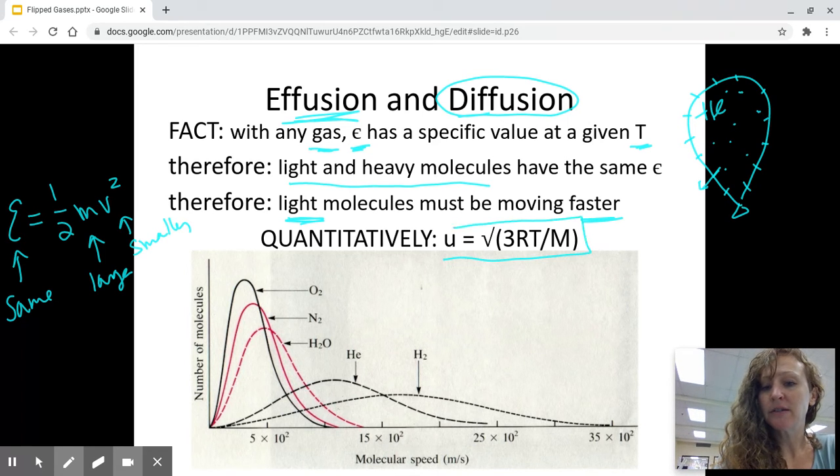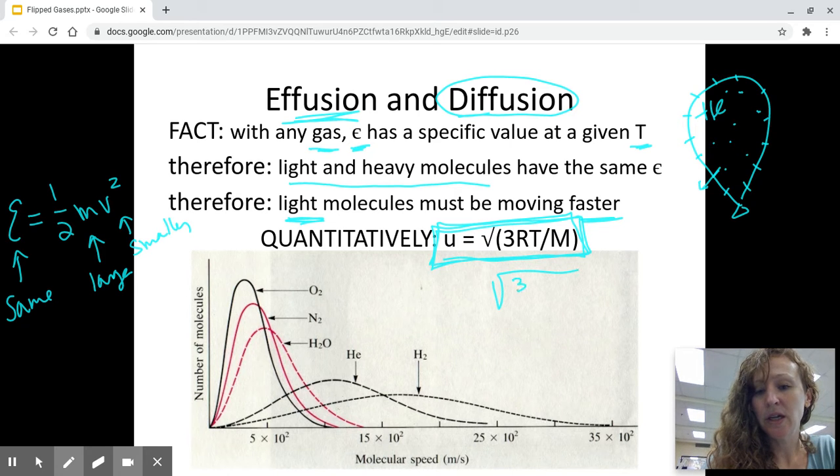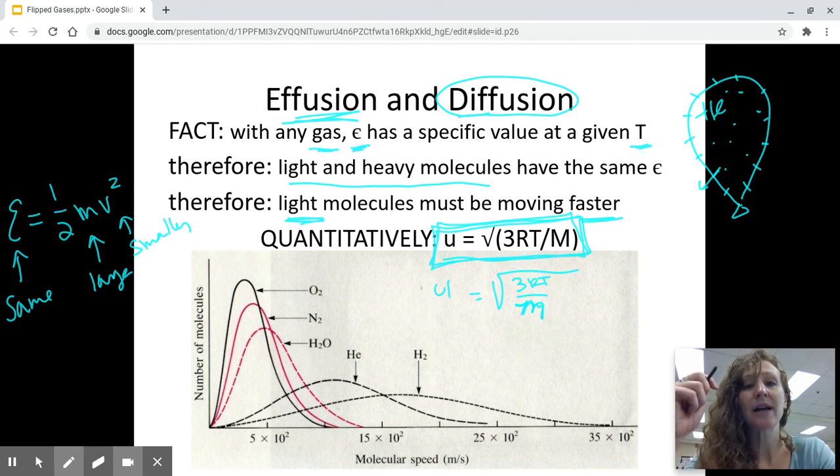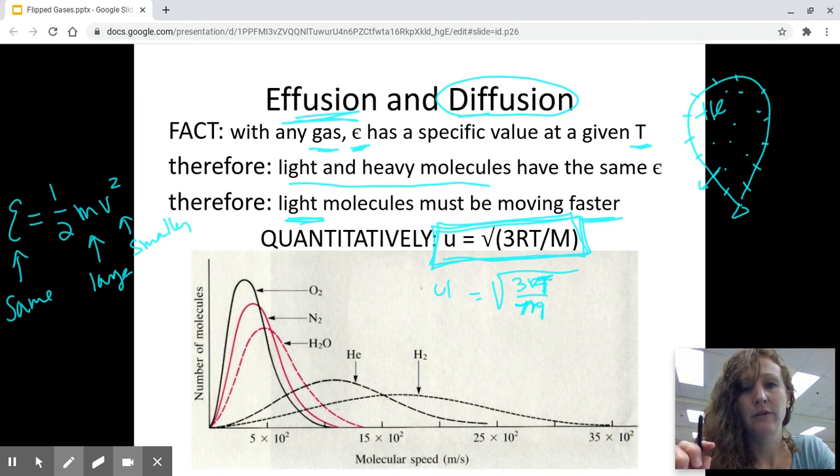Here's a second formula that involves average speed, the root mean squared speed. It's the square root of 3RT over M, and this M here again is molar mass. So the speed is inversely proportional to molar mass. As molar mass goes up, speed goes down. Notice it's directly proportional to temperature, and inversely proportional to the square root of molar mass.